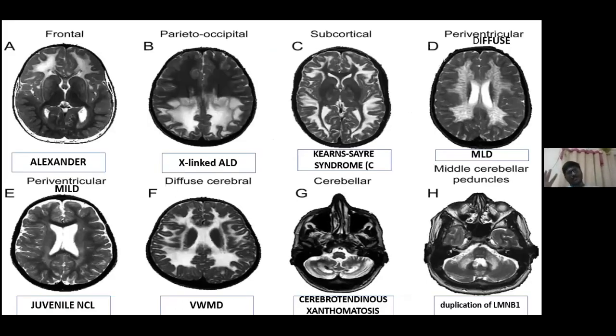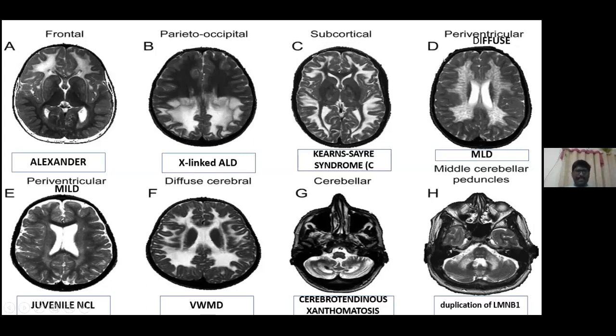As I already mentioned, there are various leukodystrophies which specifically affect different regions. All these lesions are hypomyelinating lesions, that is, leukodystrophies. If the demyelination is predominantly in the frontal region, this is classic of Alexander disease. If it is more in the parieto-occipital region, it is X-linked adrenoleukodystrophy. If the hypomyelination is more in the subcortical area, it is Kearns-Sayre syndrome. If it is diffuse, periventricular, it is metachromatic leukodystrophy.